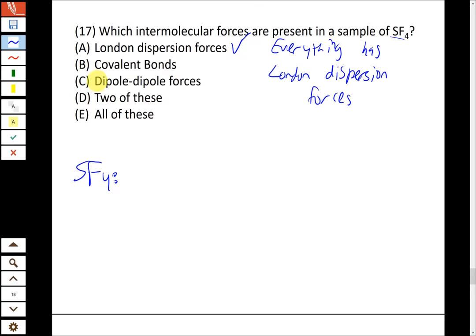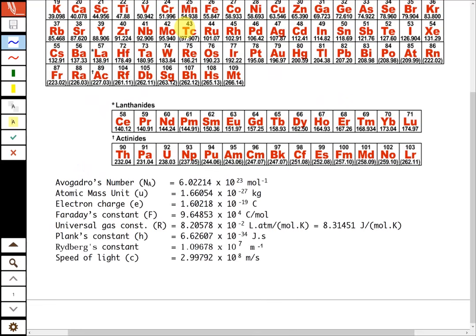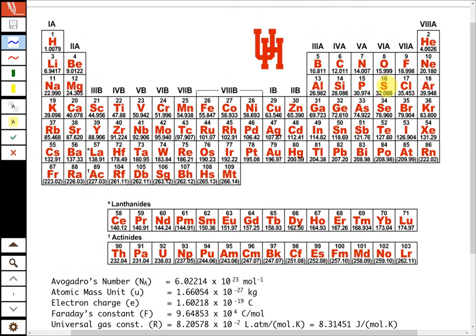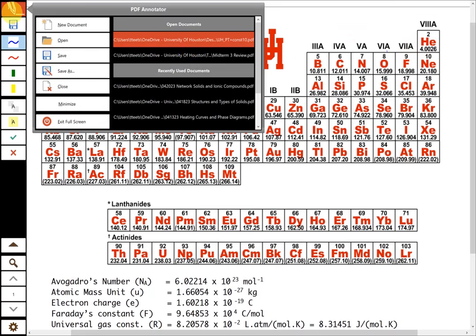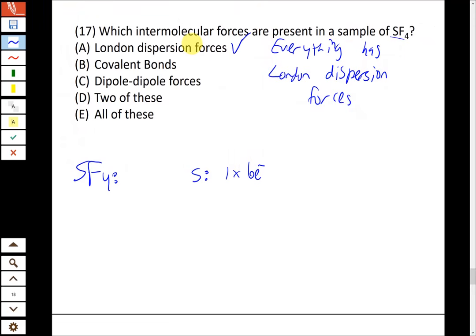But to determine if it has dipole-dipole forces, we need to figure out if it's polar or not. So this is going to be a review of Chapter 4, but it is important for this part to understand polarity again, because another consequence of polarity is the type of intermolecular forces that would be there. So we have to count electrons and draw a Lewis structure and then figure out if it's polar or not. So sulfur is group 6. Let's review that quickly. Sulfur is group 6, so it has 6 valence electrons. Fluorine is group 7, so each one has 7. So we count electrons to make sure we're using the right number.